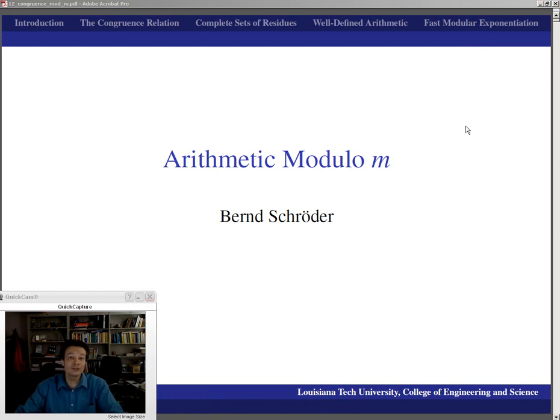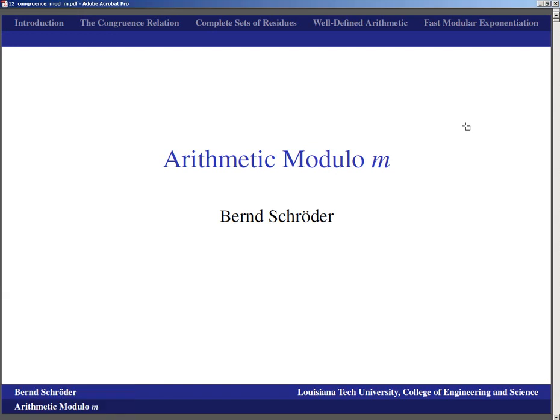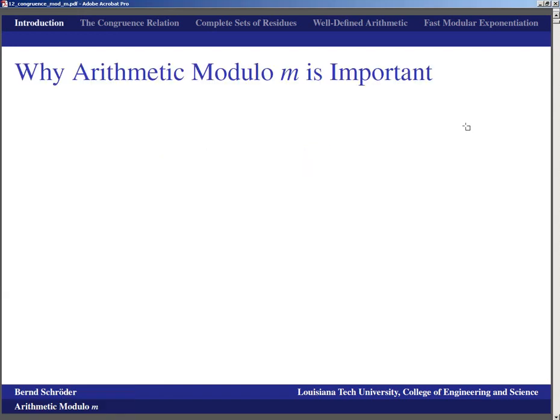and the details of arithmetic using modulo m arithmetic through the Chinese remainder theorem will be done in the next presentation. Okay, so why is this modular arithmetic so important? Well, basically because it already occurs on computer chips.